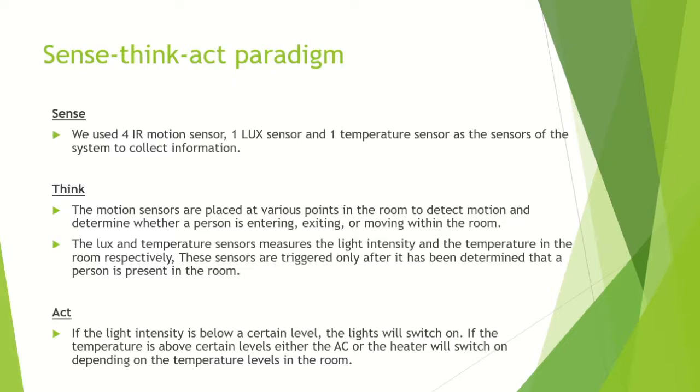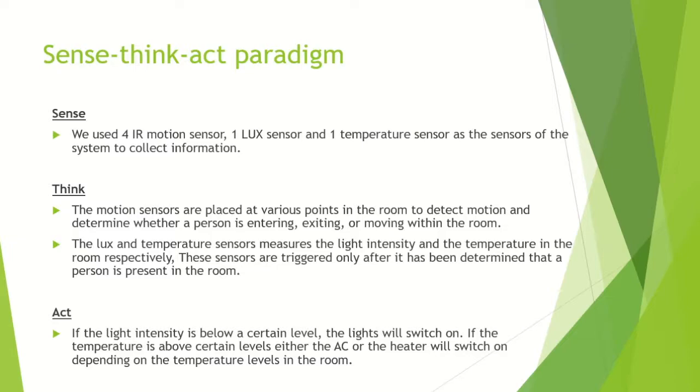For the thinking process, the motion sensors will provide data which the system will use to detect whether a person is entering, exiting, or moving within the room. The lux sensor and the temperature sensor will measure light intensity and temperature respectively. These sensors are only triggered if it has been determined that a person is present in the room.